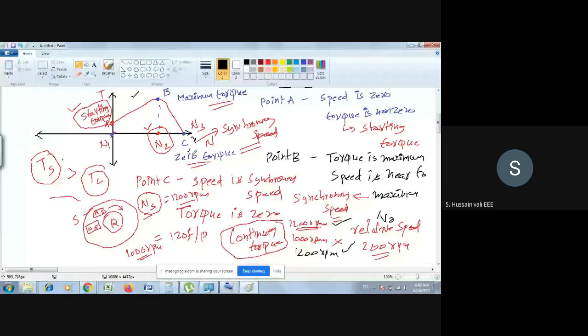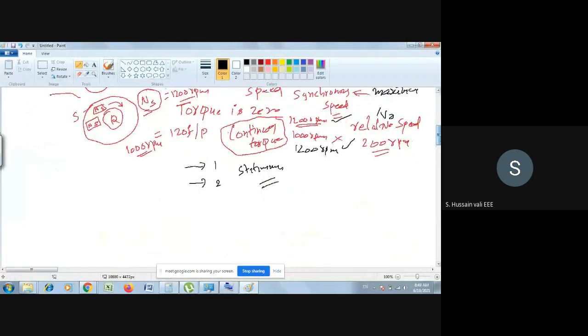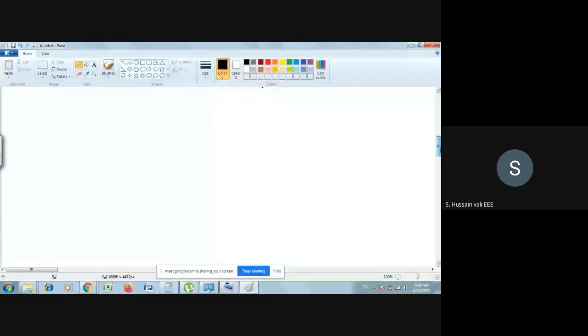So now this is briefly about the induction motor. Now we'll recall the equivalent circuit of the induction motor. What is the equivalent circuit of the induction motor?